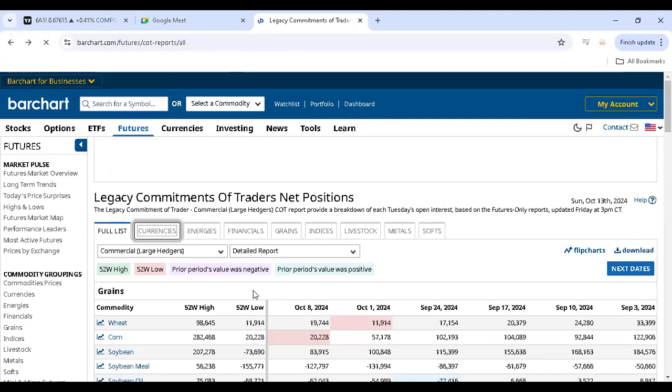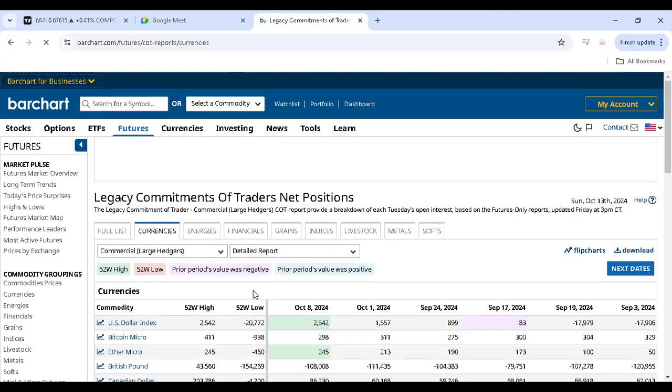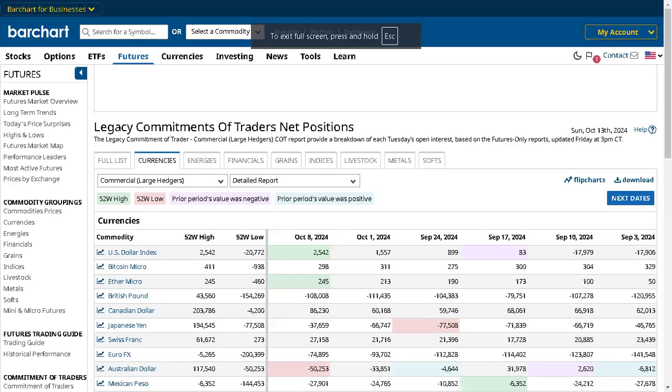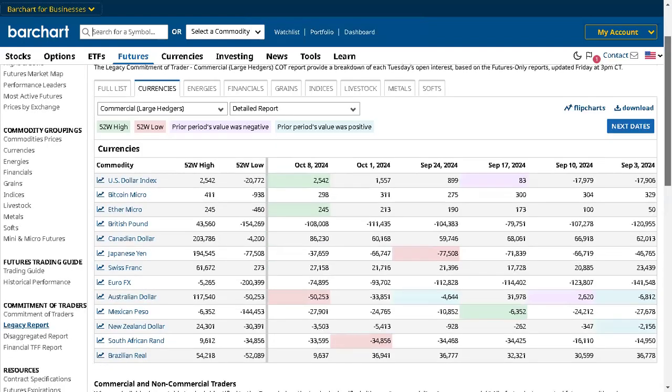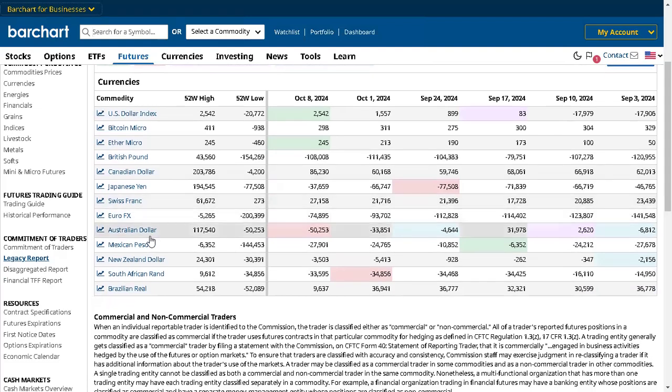Now, we're going to look at the contracts of the AUD. Where is the AUD, Australian dollar? We are here, this Australian dollar. Look at this. If you compare last week's contracts, we have negative 33,551. This week we have 50,253. We have more sellers than last week. This means that AUD is very, very strong, bearish.